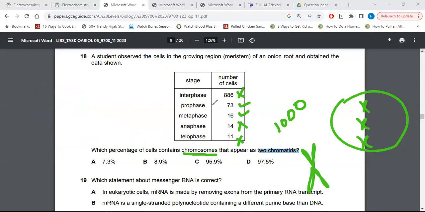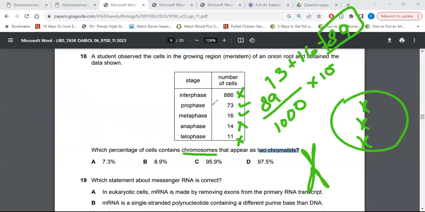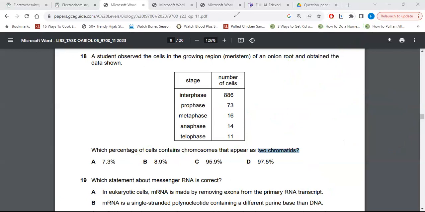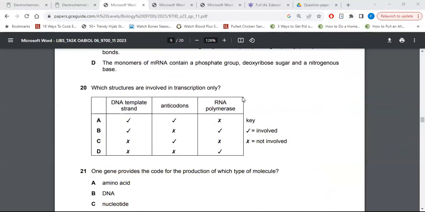In prophase we have 73 and in metaphase we have 16. 73 plus 16 gives us 89. So out of 1,000 cells, only 89 cells will have chromosomes that appear as two chromatids. To take out the percentage, we do 89 divided by 1,000 multiplied by 100. Our answer comes out as 8.9%. That's option B. Got it? Making sense? We understand how we're getting the answer? Yes. All right.